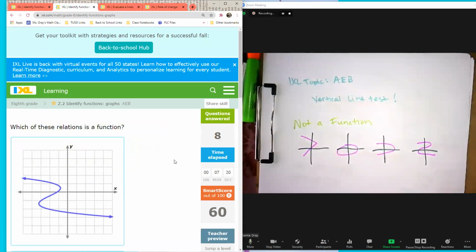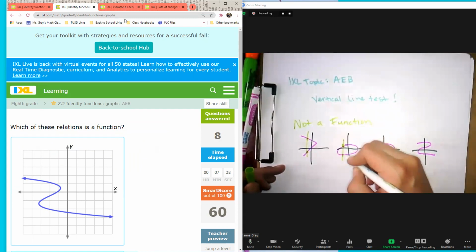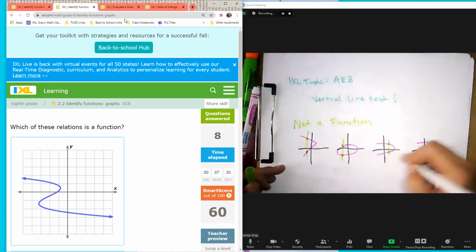All right, so I'll let you handle this one. I think we have enough information, but the idea is if it curves back onto itself, then there's definitely going to be spots where you could draw a vertical line and have it cross more than one.